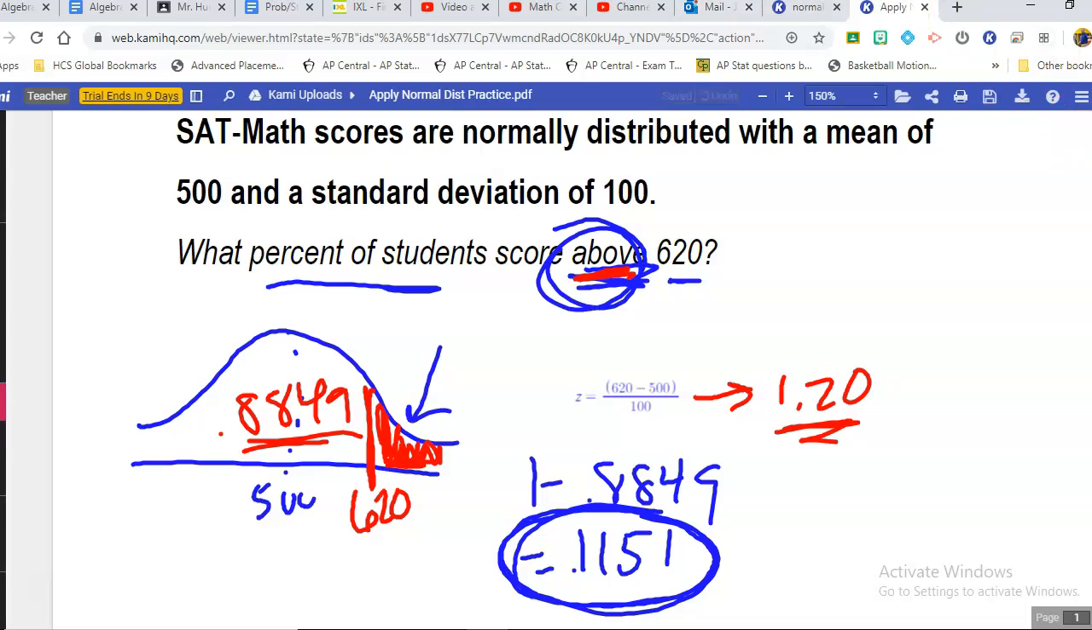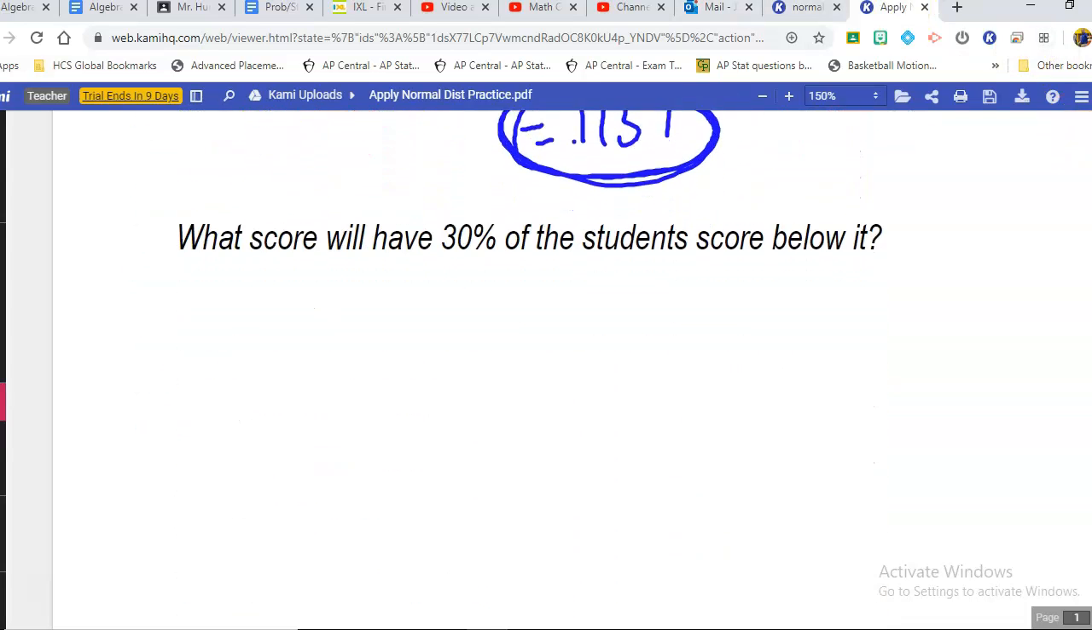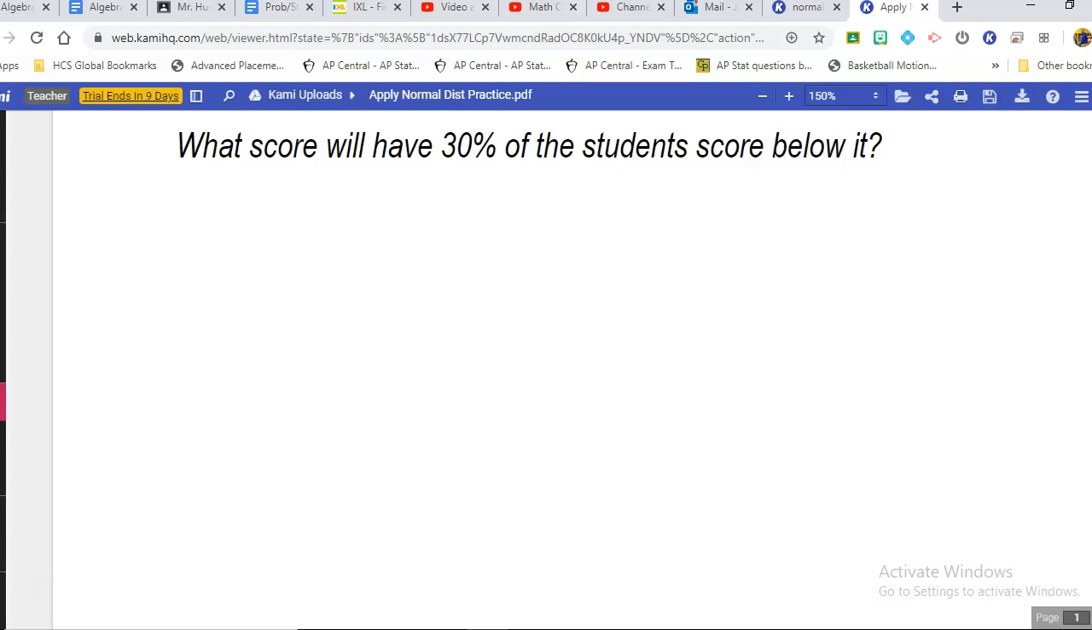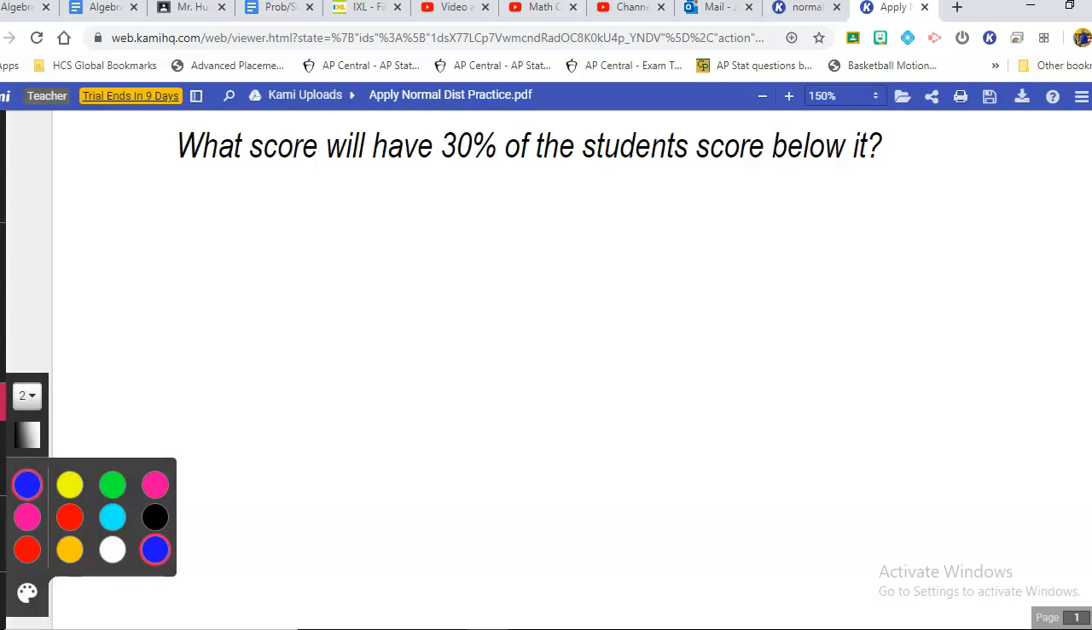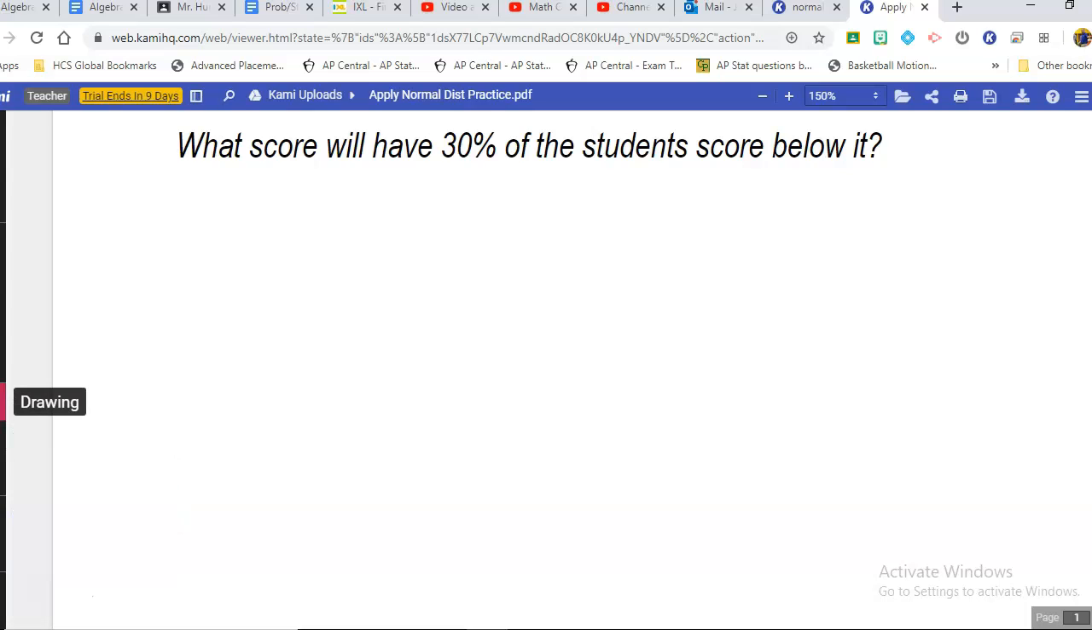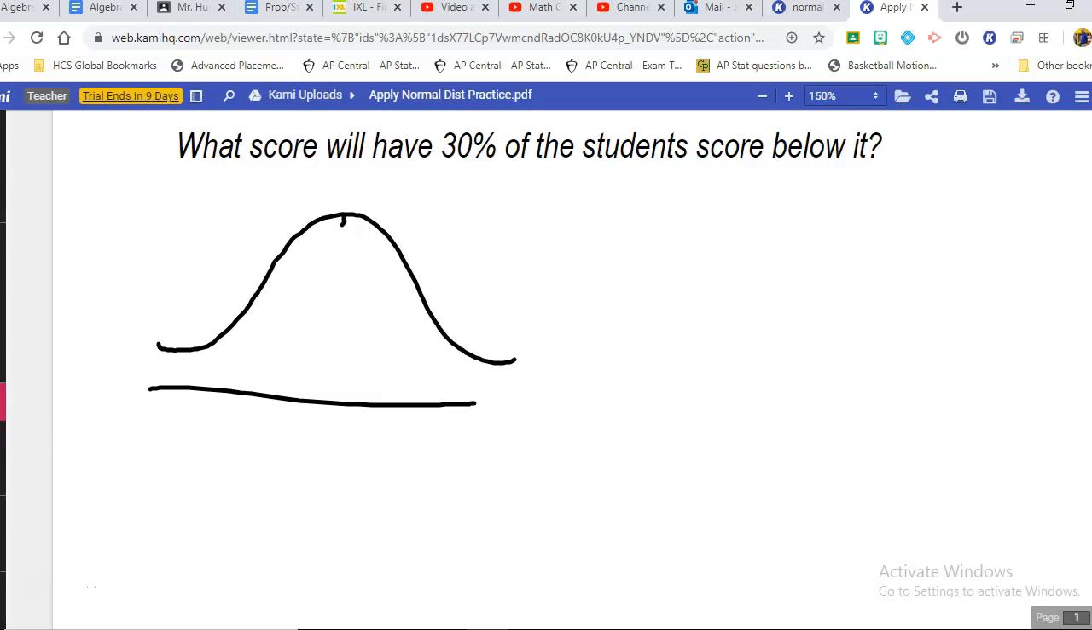All right, continuing along, now we're in a situation where we want to know what score it's going to take to beat out 30% of the students taking it. So let's look at our curve again. We've got our distribution curve. And again, I'm not an artist and it doesn't have to be perfect, but just sketch a relationship here.